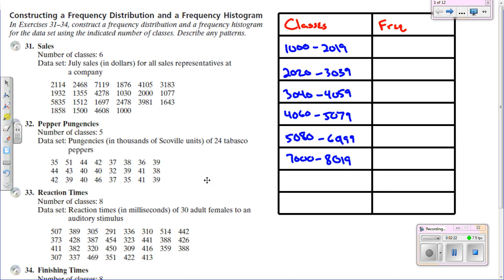Okay, so how many numbers fall between these two? So it's 1, 2, 3, 4, 5, 6, 7, 8, 9, 10, 11, 12. So the first one is 12.